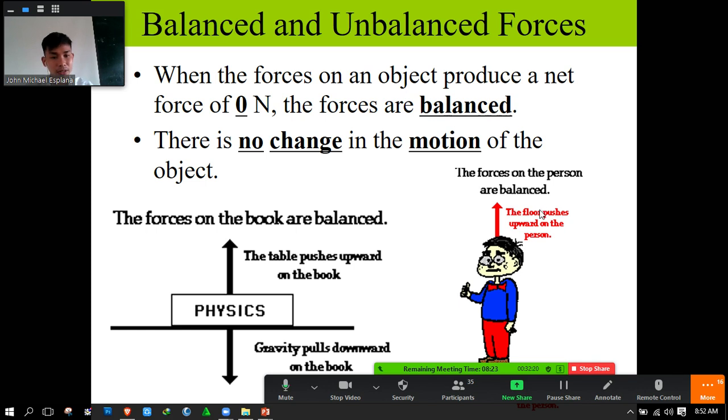So, what about the forces on the person? Okay, so the forces on the person are balanced because the floor pushes the boy upward, that is the normal force, that is the individual force, and the gravity pulls the boy downward. So, that is another individual force. So, if the boy doesn't move, therefore, that is said to be balanced. Okay? So, next.